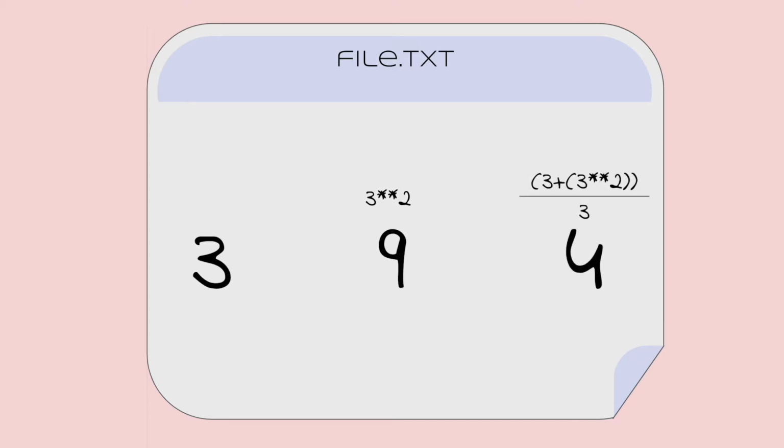For example, in the file, the first value we're going to write is the number 3. Other number is 3 to the power of 2, which is 9. And then 3 added to 9 divided by 3, which is 4.